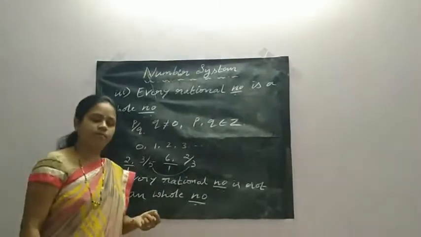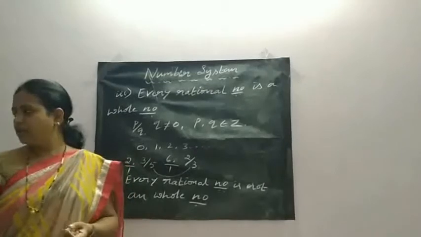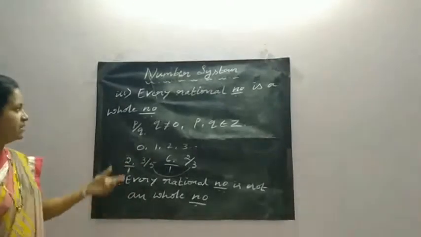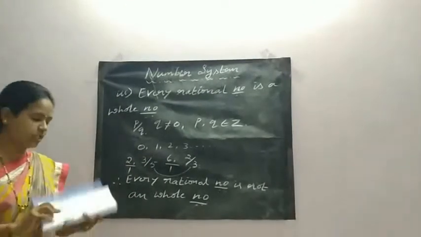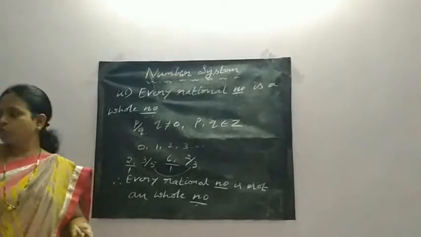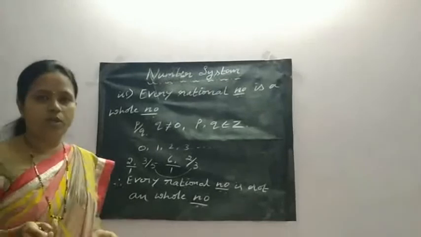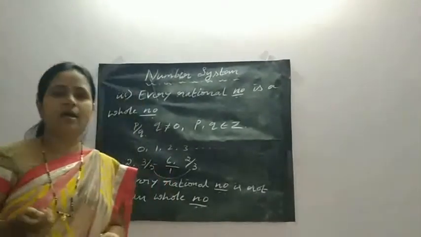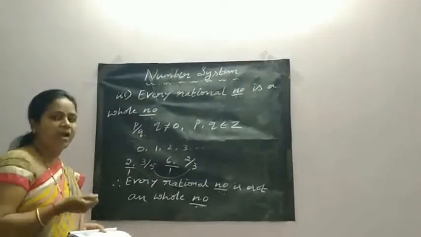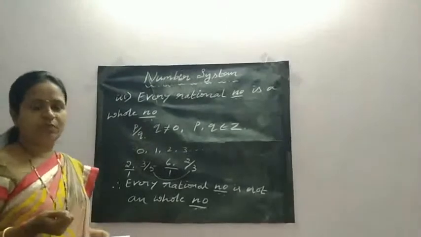Did you understand? Okay, so children, we have completed this exercise, that is 1.1. So far we have studied about the natural numbers, whole numbers, integers and rational numbers, and we have solved the problems also, isn't it?